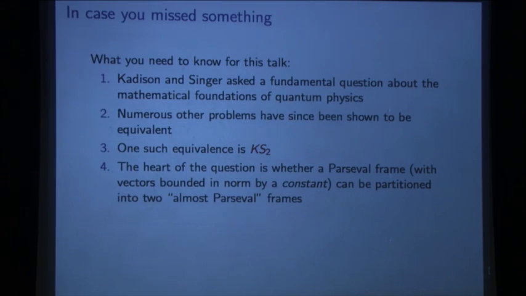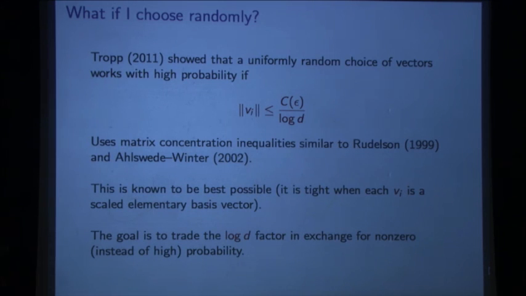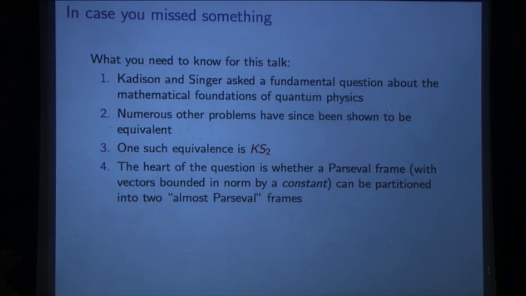For the random pick with the log D, it's very simple. It requires one of these matrix concentration inequalities. If I were to replace log D by some other function of D, at some point it becomes trivial. Log D was the best known, and for a random pick you can't do any better. The main thing is that for what we're going to talk about, I needed to be independent of D.